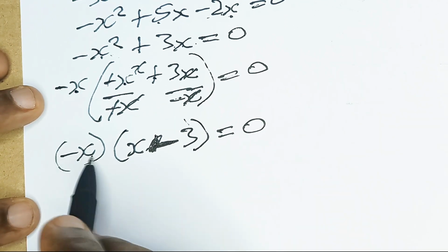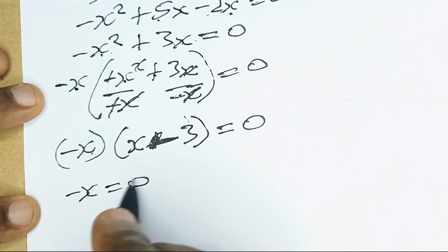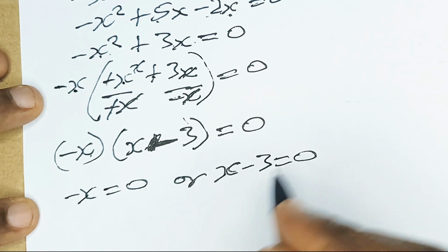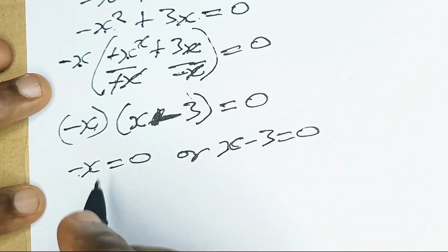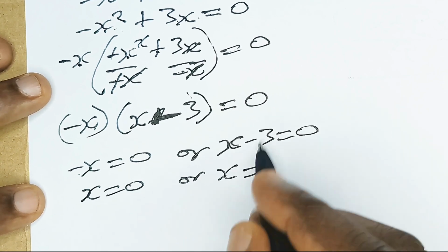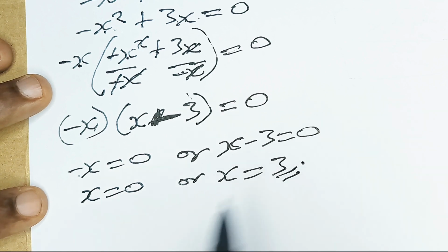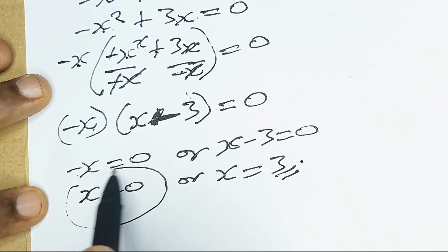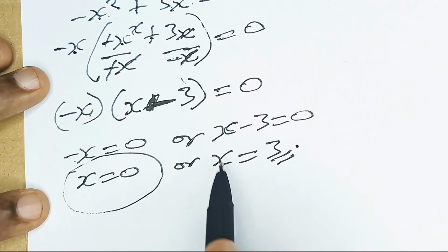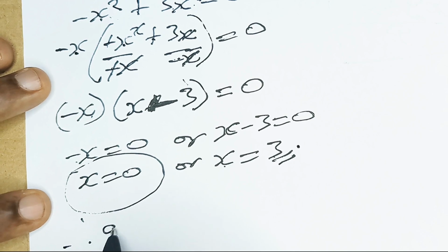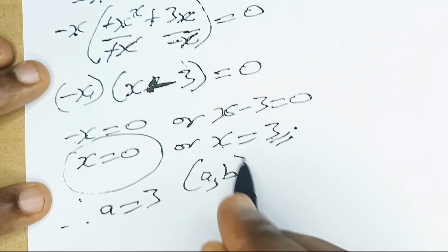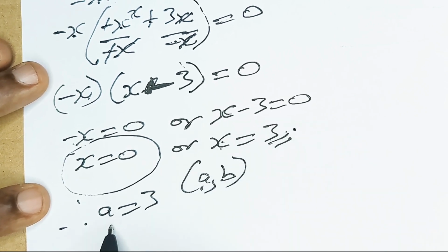So from here now, minus x is equal to 0, or x minus 3 is equal to 0. So from there, x is equal to 0, or x is equal to 3. This particular one, okay, is somehow extraneous, so we leave it. Now for x to be equal to 3, it means our a is equal to 3, because that's the coordinate. If you remember, we have the coordinate of (A, B). So this is for x, so that's why a is here.